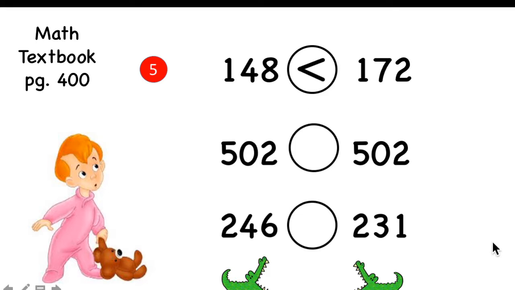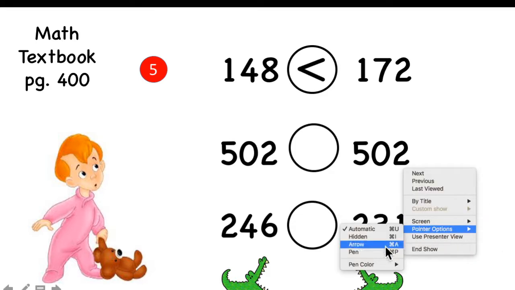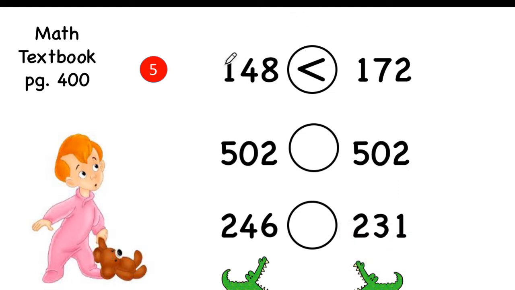148 and 172. Oops, I didn't want to give you the answer. I wanted my pen. I'm so sorry. Again, we cannot compare using the hundreds. We will compare using the tens. 4 and 7. Which one is greater? 7. So the Pac-Man will open his mouth this way.